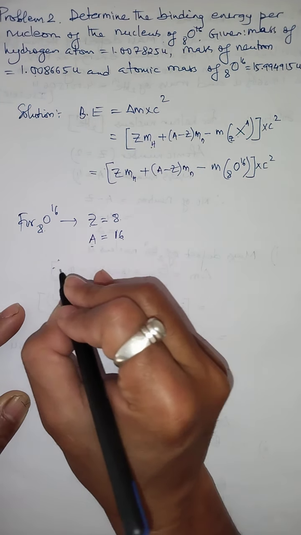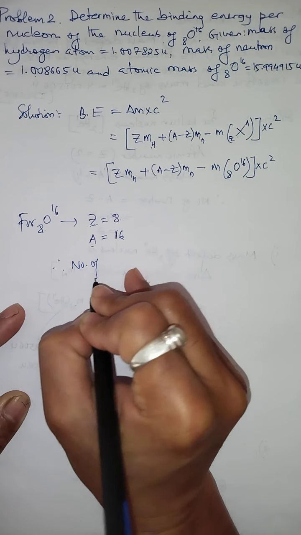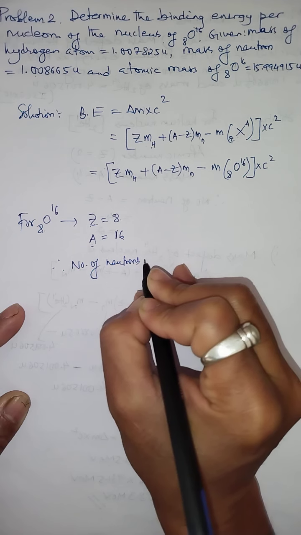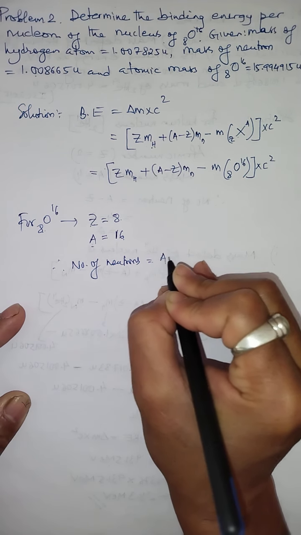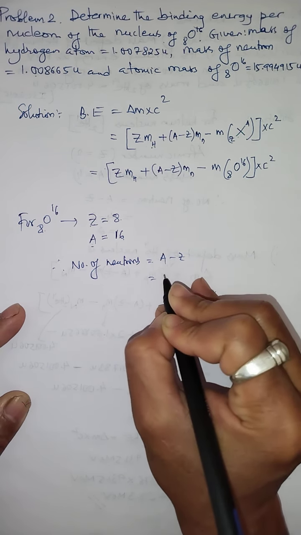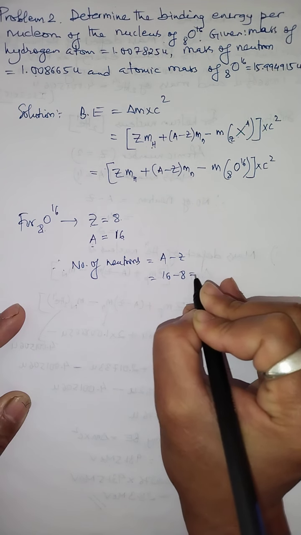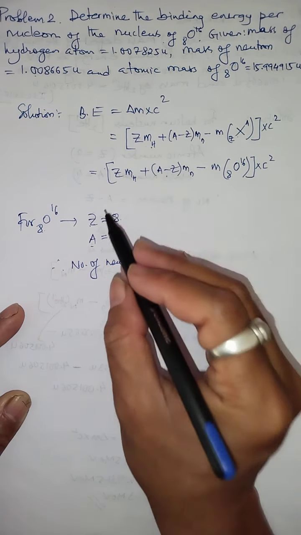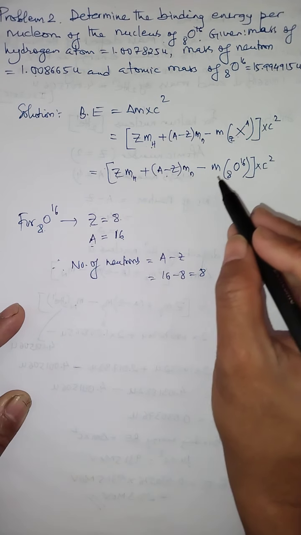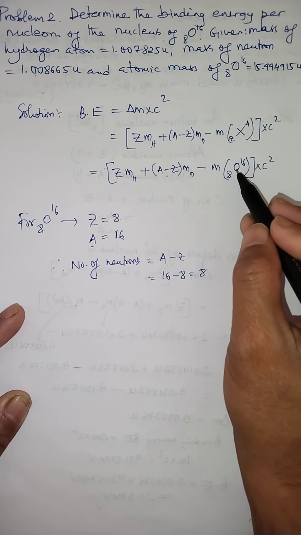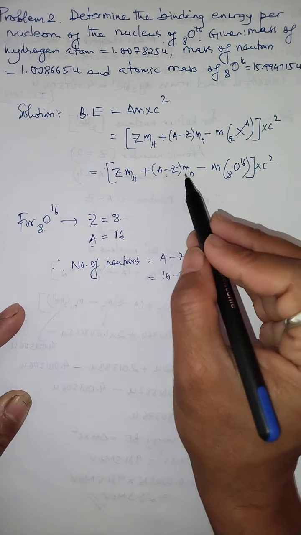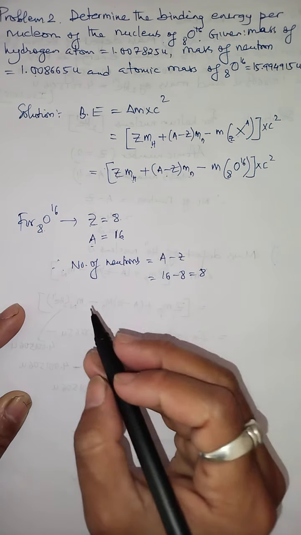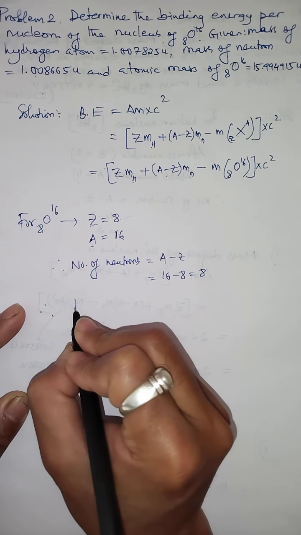Now from here I calculate the number of neutrons also. The number of neutrons is given by A minus Z. A minus Z means 16 minus 8, which is 8. So we calculated A minus Z also in the relation. We know Z, and we know this mass of the atom, where M_H and M_n are the mass of the hydrogen atom and mass of the neutron. Okay, so let me now just substitute the values.